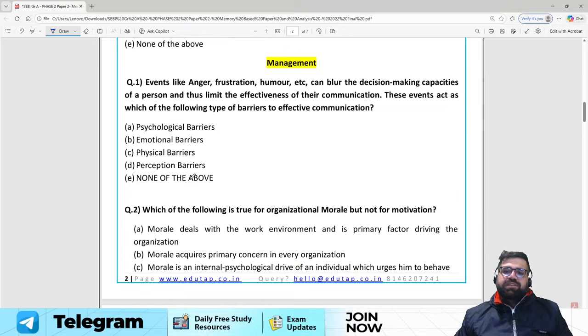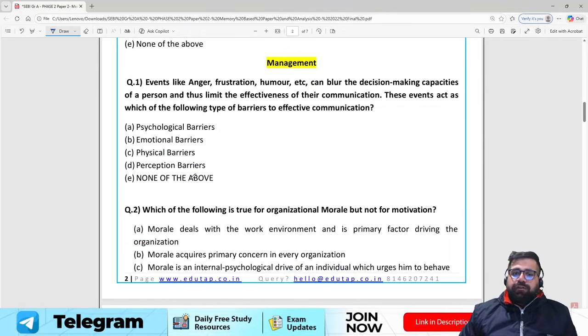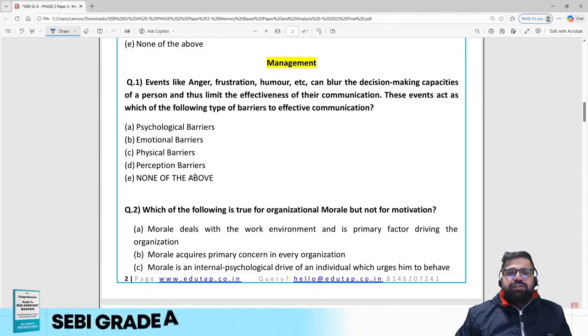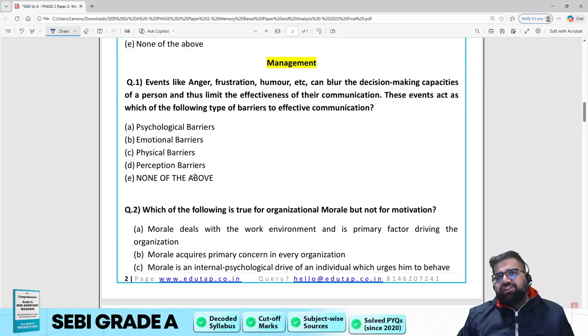Right? Now let's move to management. The first question. Events like anger, frustration, humor can blur the decision-making capacities of a person and thus limit the effectiveness of their communication. These events act as which of the following types of barriers? Now we have multiple types of barriers in the communication chapter.